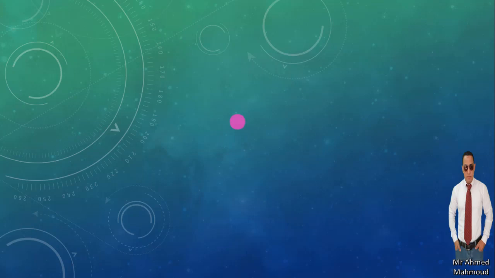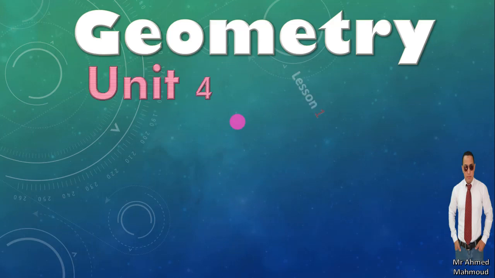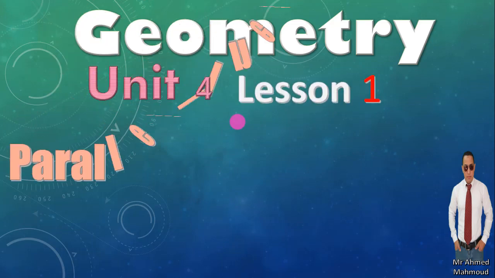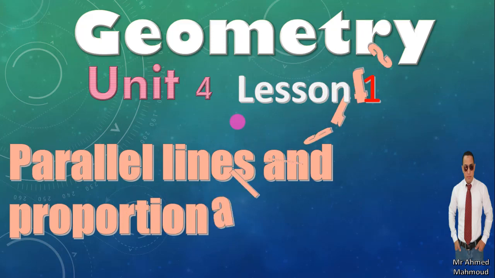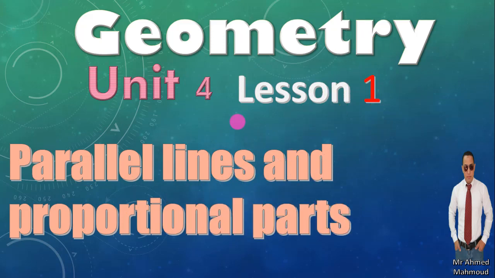It's Mr. Ahmed Mahmoud with you today to introduce a new mathematics lesson. Today, inshallah, we have Geometry Unit 4 Lesson 1. This is the first lesson in this unit and the last lesson in our geometry. The lesson is called Parallel Lines and Proportional Parts. This lesson depends on similarity and similarity rules and looks like the previous lessons of similarity. Let's start the lesson.